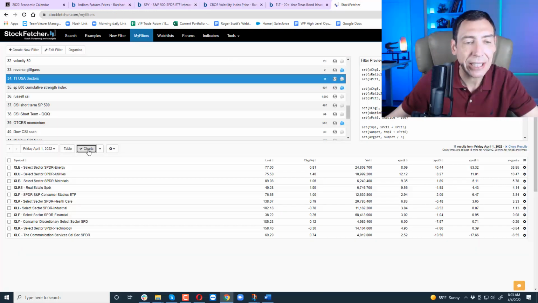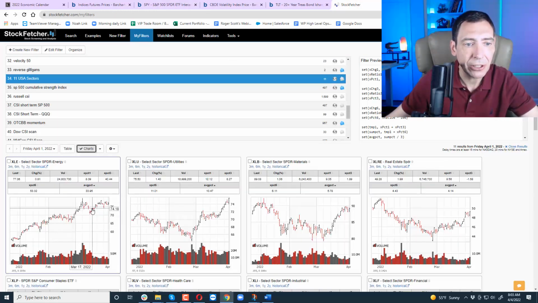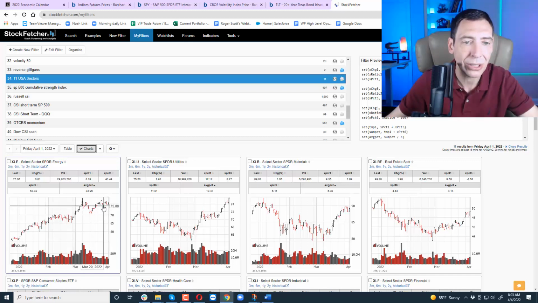Now, looking at these sectors individually, energy looks like it's going to congest, maybe go a little bit higher, stay at these levels. It's mostly a wait and see with energy right now to see if this war is going to continue. I think utilities are a little bit overbought right now and need to cool off.